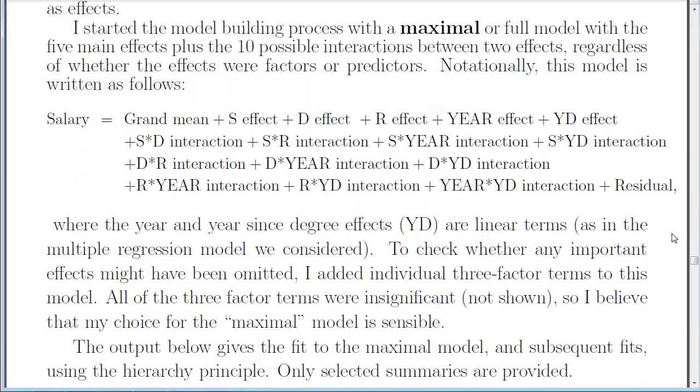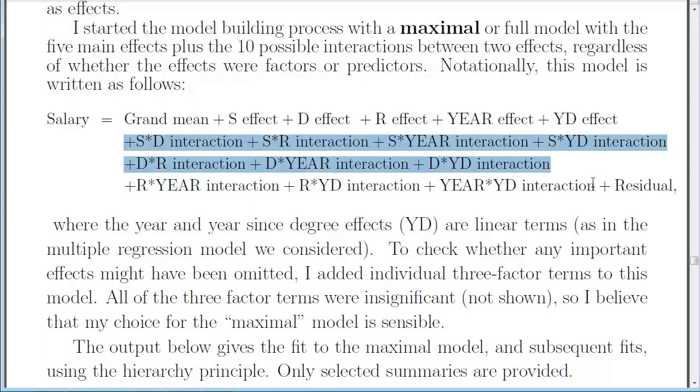So this is a monster model. We're going to include the full model. This is going to have the 5 main effects plus all the pairwise two-factor interactions, or two variable interactions. So we have sex, degree, rank, year, and YD, the years since your degree. Then we've got the 10 interactions.